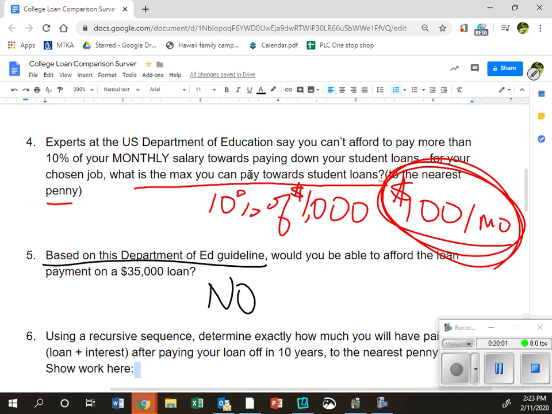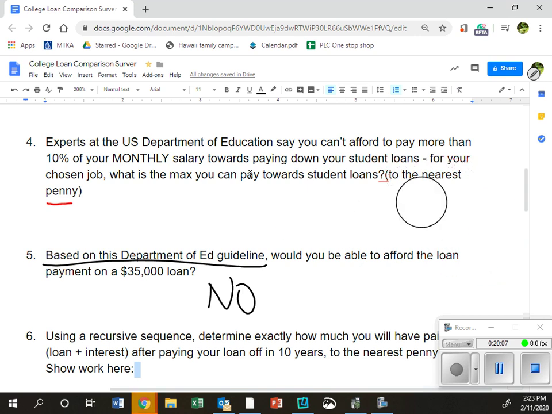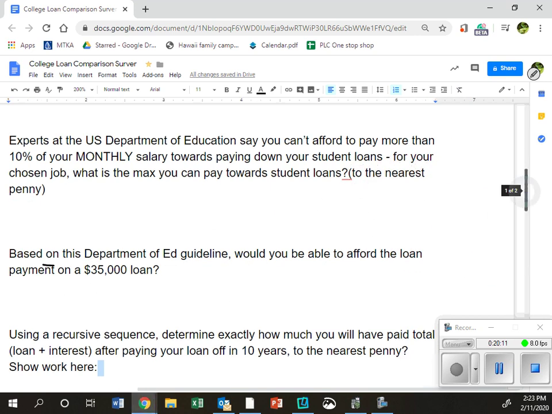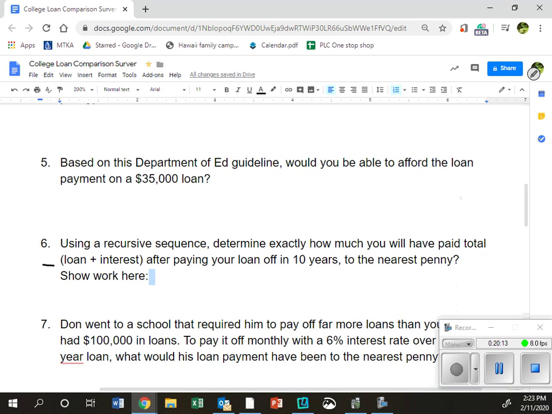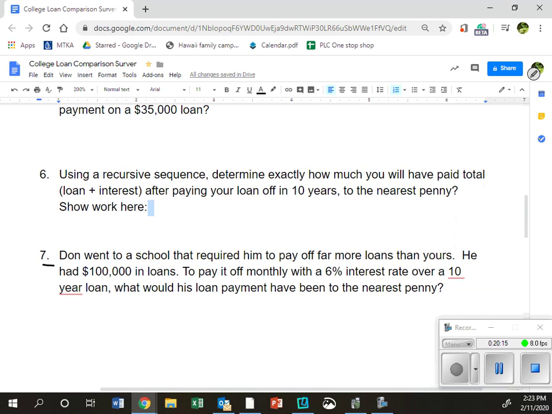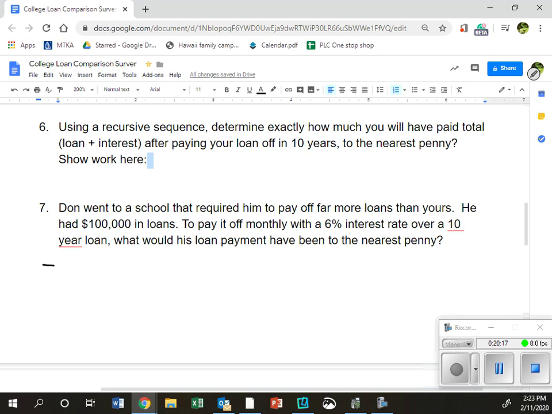All right. So again, the theme here is I'm just going to kind of go through the whole project and talk you through each part. Because I got a lot of questions near the end, so let me help you with it. All right. Exactly how much you would have paid total, loan plus interest, after paying off your loan in 10 years to the nearest penny. That's exactly like what you just did.